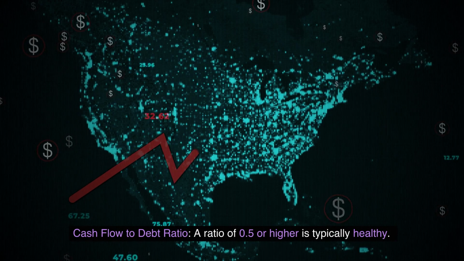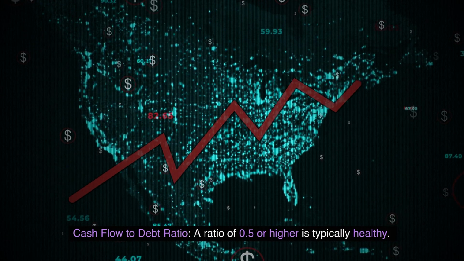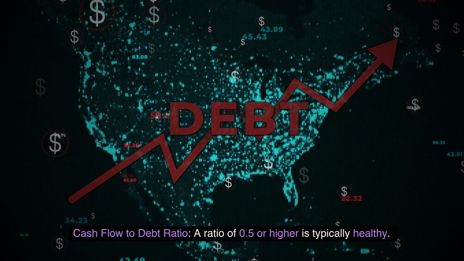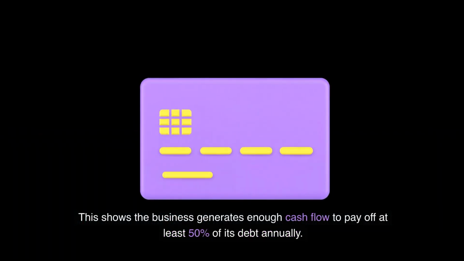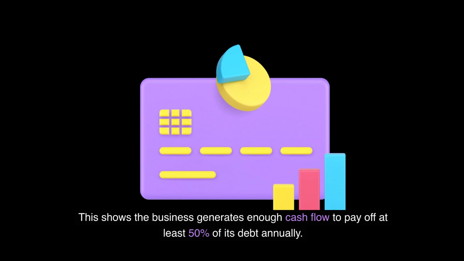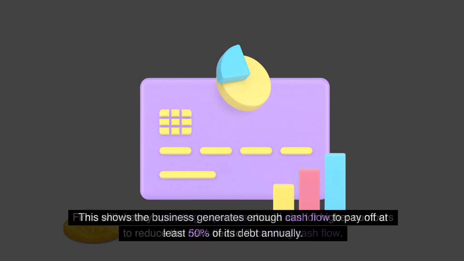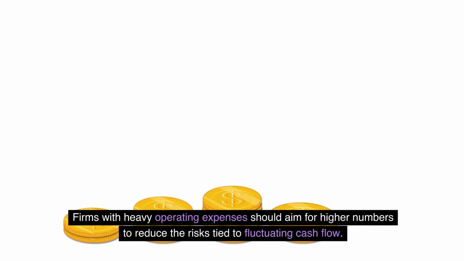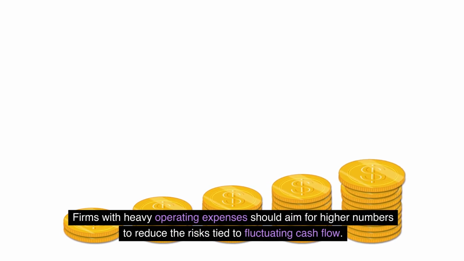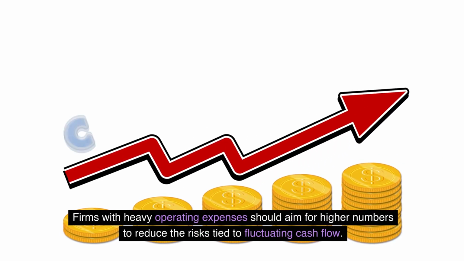Cash flow to debt ratio. A ratio of 0.5 or higher is typically healthy. This shows the business generates enough cash flow to pay off at least 50% of its debt annually. Firms with heavy operating expenses should aim for higher numbers to reduce the risks tied to fluctuating cash flow.